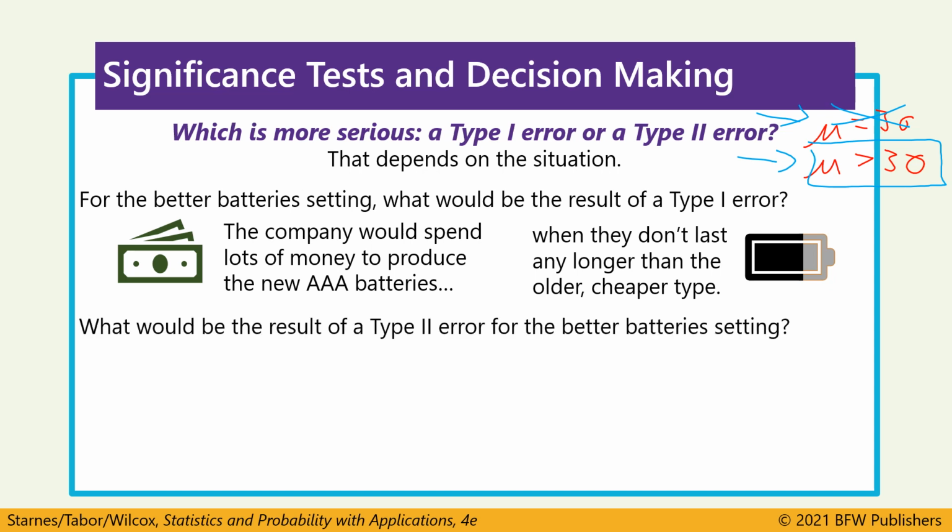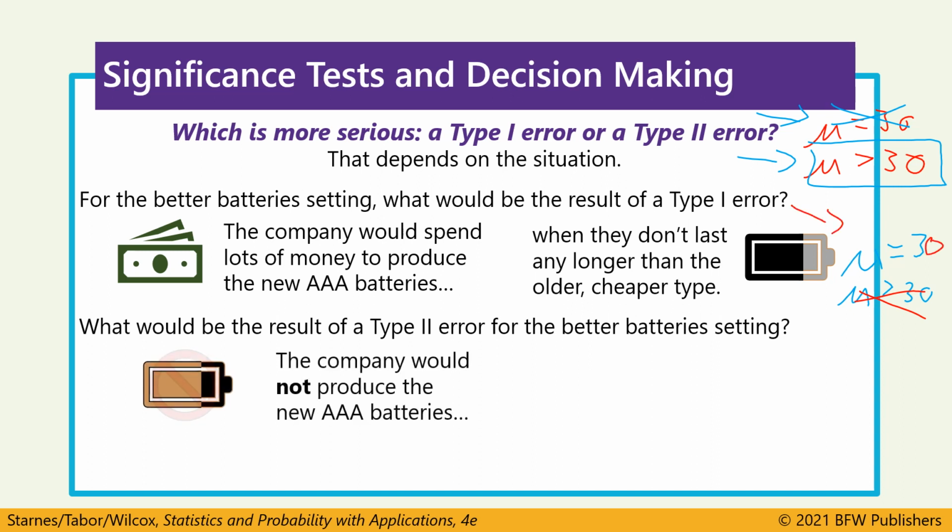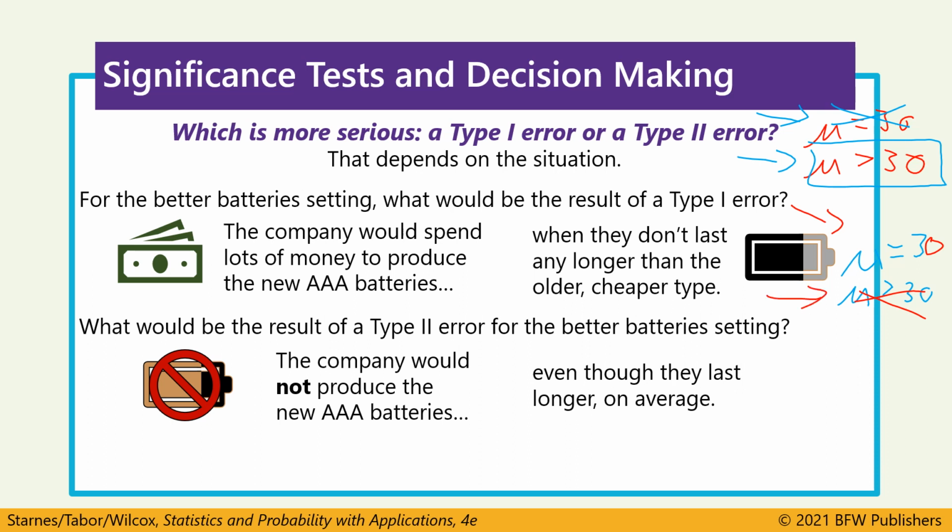In a type 2 error, we fail to reject that null hypothesis, meaning we don't have enough evidence that the mean is greater than 30. So we would conclude that these new batteries are not more effective. We would continue to use those old batteries, all right? And in reality, the new batteries are better. So depending on what the company's goals are, would really dictate which of these is more serious.